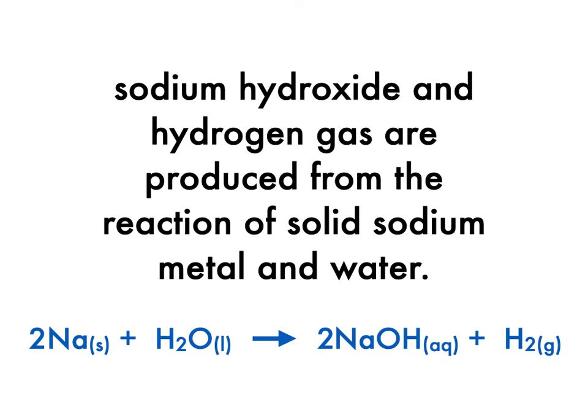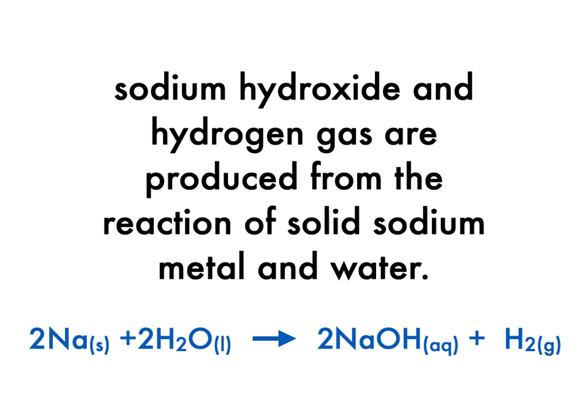And now we'll go in and look at the hydrogens. I've got 2 hydrogens on the left and 4 on the right. So I'm going to need a 2 there. And then check the oxygens. We have 2 oxygens on the left and 2 on the right. And so we are now balanced.